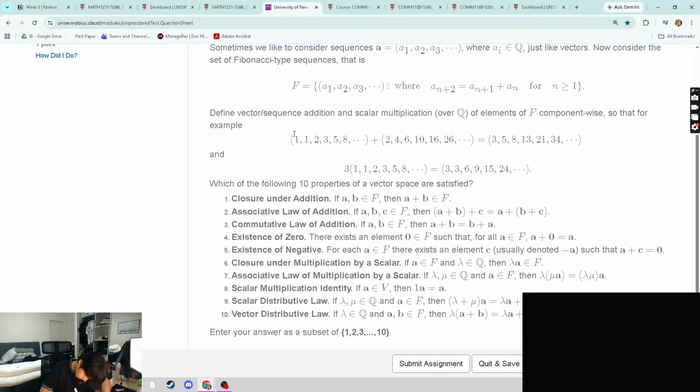Plus 2 plus 2 plus 4 plus 6 plus 10 plus 16 plus 26 is equal to 3, plus 6 plus 9, 15, is it 15? 24, right, so closure under addition works.